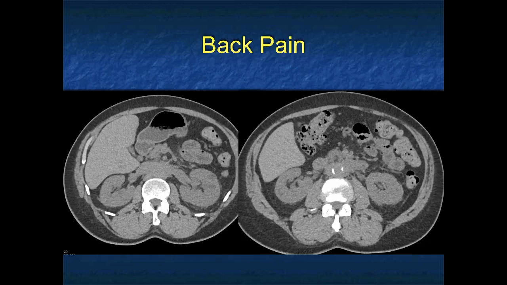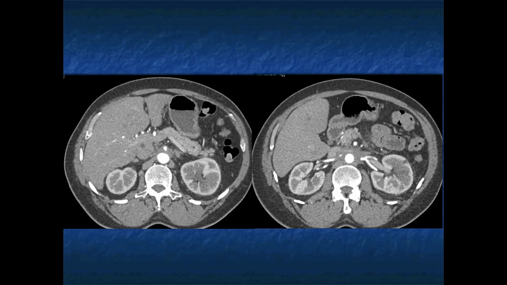Another patient with back pain. Lots of soft tissue around the aorta, which you can see better here, also around the renal arteries.